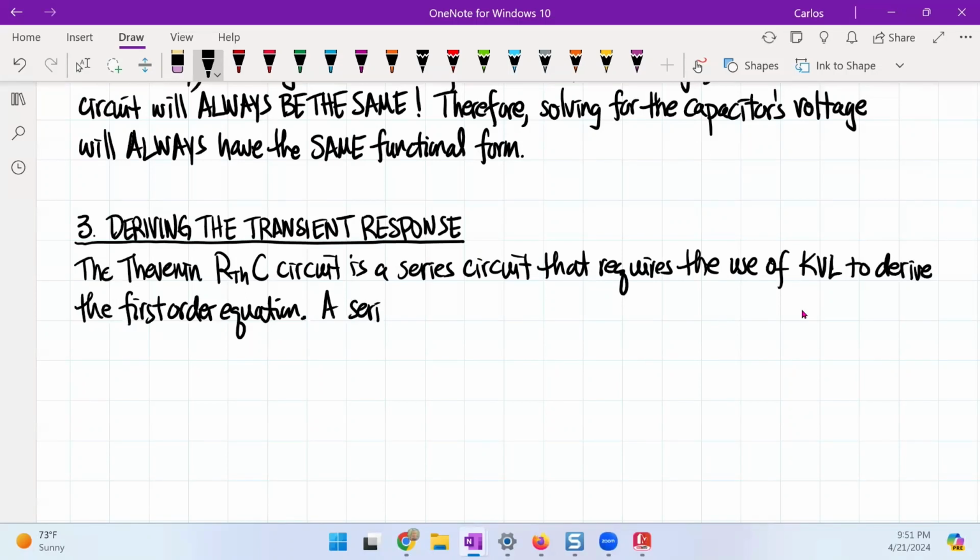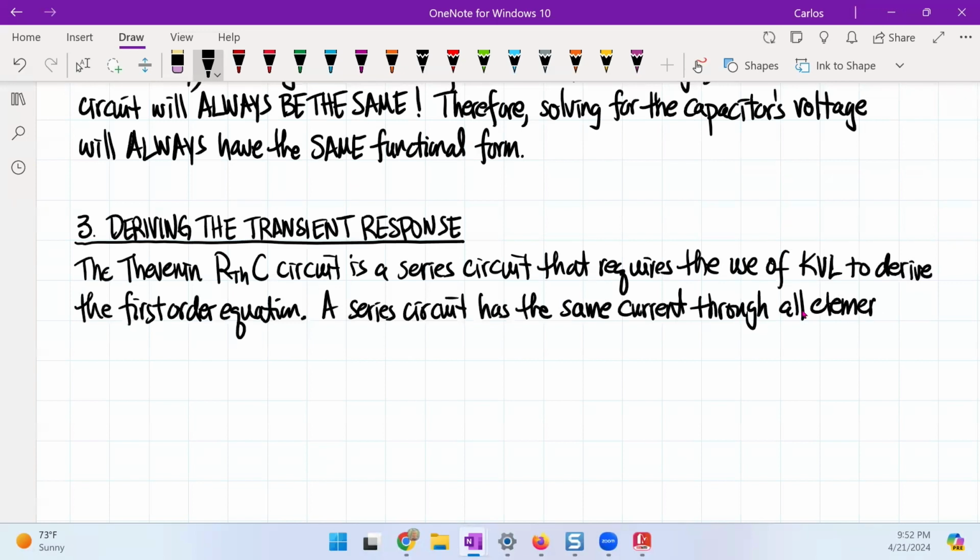Now, one thing that you want to remember is that a series circuit has the same current through all elements. So in this case, we're going to say that the current of the resistor must also be the current through the capacitor, but we know how to write down the current of the capacitor with the capacitor equation.